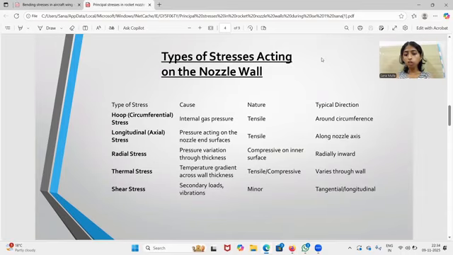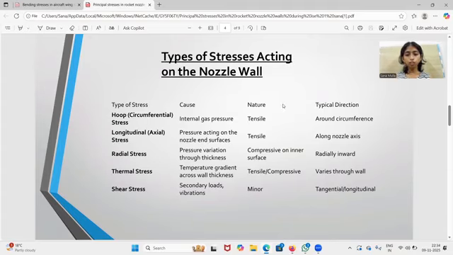The second one is longitudinal or axial stress. It is caused by pressure acting on the nozzle end surfaces. It is tensile in nature and it acts along the nozzle axis. Similarly, we have radial stress, thermal stress, and shear stress, which act on the nozzle in different directions, like radially inward, through the walls, and tangential or longitudinal.